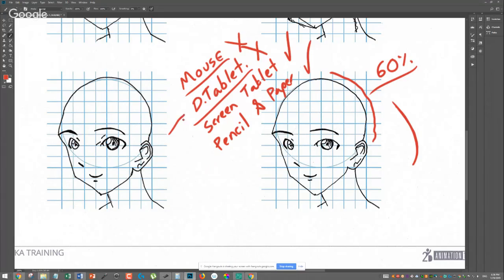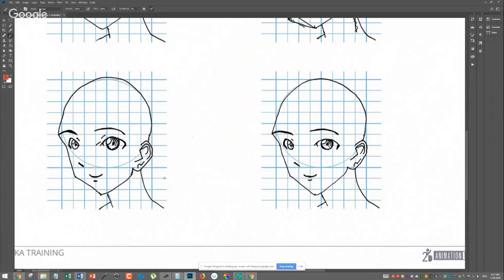Drawing tablets are fine if you're sketching something, or if you are tracing characters in a software. But if you're practicing and drawing to improve, using it as exercises, then don't use it. Don't use the mouse, don't use the drawing tablet with no screen. Use only screen tablets and pencil and paper. Okay? Now, what else did I have?